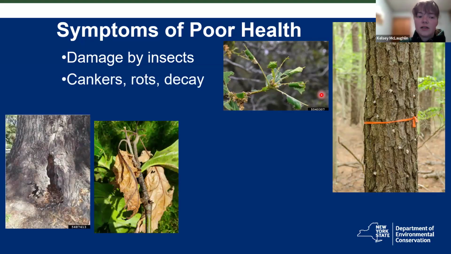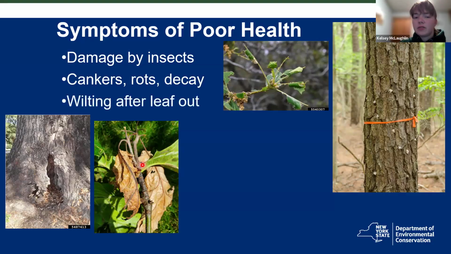Cankers, rots, and decay. If you can see into your tree, that's a sign of poor health in your tree. So something like this where you can see that rot in the center, that's a symptom of poor health, and that's going to be a stress that tree has to deal with. Cankers are a symptom where the tissue underneath the bark is killed by a fungus. And so it usually shows up as these discolored areas on the bark. And if you notice, everything above this discolored area is dead. So the canker has killed all that conductive tissue and cut off this part of the tree.